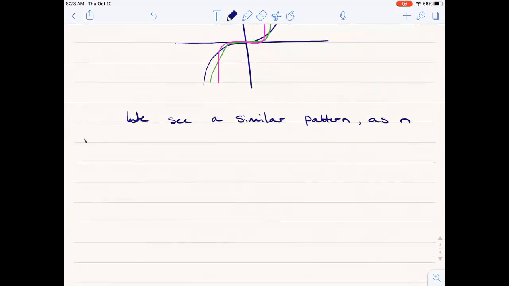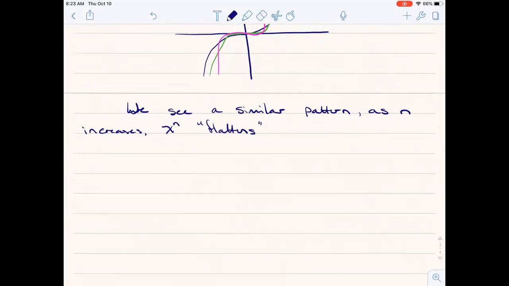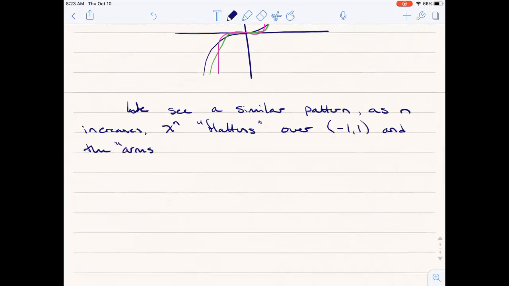As n increases, x to the power of n flattens. I'll just write over -1 to 1. And I'll call them arms.